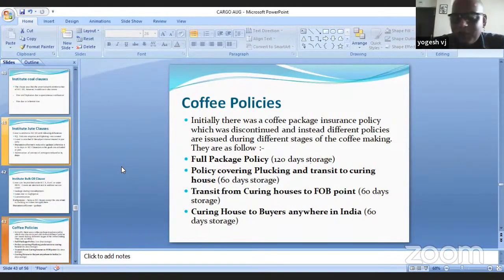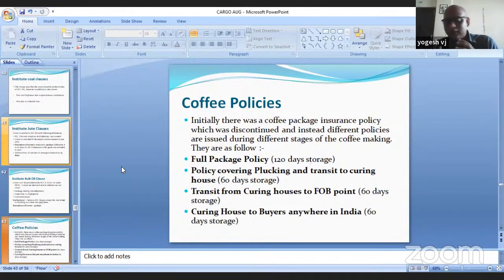Now full package policy will cover everything, and it will also cover 120 days of storage in the network. Now, what questions are asked in this is the storage day, number of days of storage. Okay. Full covering plucking and transit to curing houses. Policy covering plucking and transit. Plucking मतलब coffee beans pluck करके curing houses में transit करने का. उधर storage है 60 days का limit.